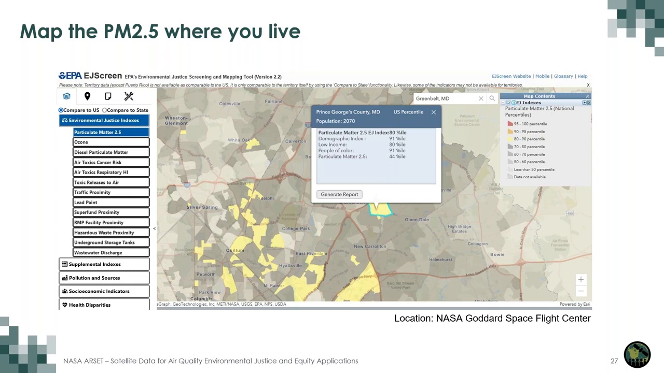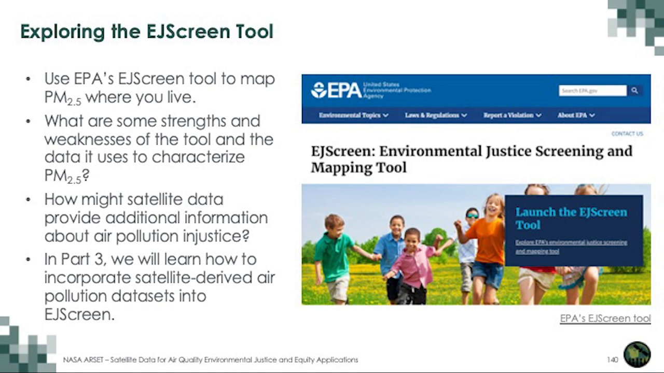Just go to this website, load up PM2.5 in your area, and think about what are some strengths and weaknesses of the tool and the data it uses to characterize PM2.5? And how might satellite data provide additional information about air pollution injustice? It's not a required homework exercise, but if you'd like more information, I think it's a useful approach to thinking about how satellite data can advance your work and your understanding of air pollution injustice. In part 3, we'll learn how to incorporate satellite-derived air pollution datasets into EJScreen.